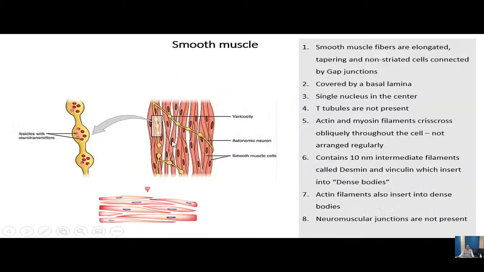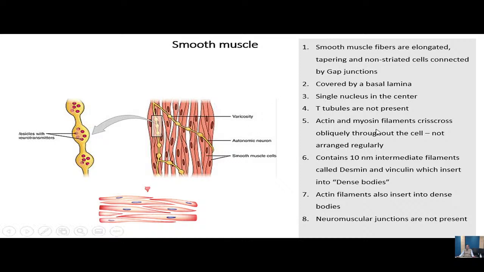So what about the smooth muscle? Remember, they are spindle-shaped cells, and the smooth muscle fibers are elongated, tapering, non-striated, and connected by means of gap junctions. So the muscle fibers communicate by gap junctions. Each muscle fiber is covered by a basal lamina, similar to the skeletal muscle fiber, and there is a single nucleus in the center. T-tubules are not present. Actin and myosin filaments crisscross obliquely throughout the cell, not arranged regularly. So there are no striations in smooth muscle. That is why the name.